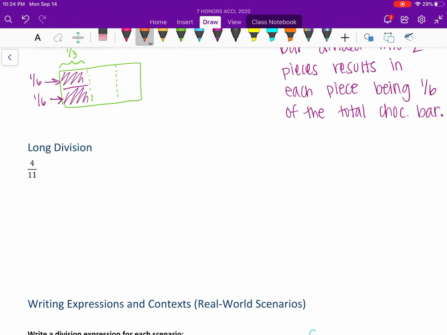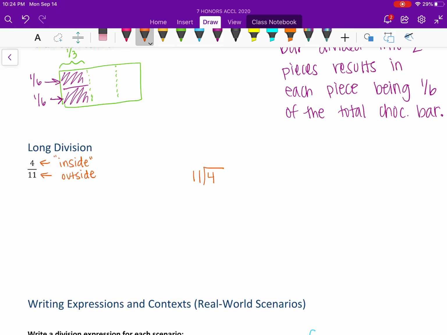Really quick, let's go back up to long division. I want to spend a little bit of time on long division. So we briefly covered long division, and I told you guys you can totally use a calculator to do this. I'm just going to show you how to set it up. Our numerator is what goes inside our little house, and our denominator is what goes outside our little house when we set it up. So for example, we have 4 divided by 11. That's how we would set it up.